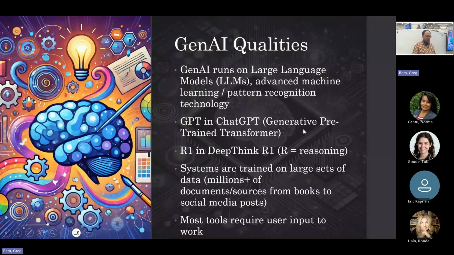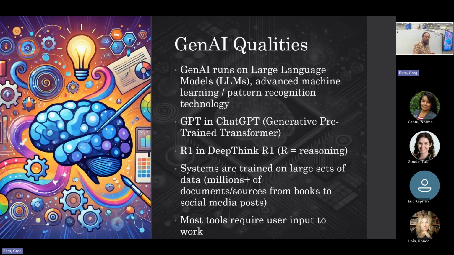So Gen AI qualities: Gen AI runs on large language models. That's a specific type of deep learning model. Again, we're not going to cover all of the exact technological details about how that works, but you can Google or find YouTube videos of scientists and software engineers explaining it if you want to see all of those details. And essentially, like I described on the whiteboard, it's looking at patterns in language, patterns in concepts in order to quote unquote understand and provide the information in response.